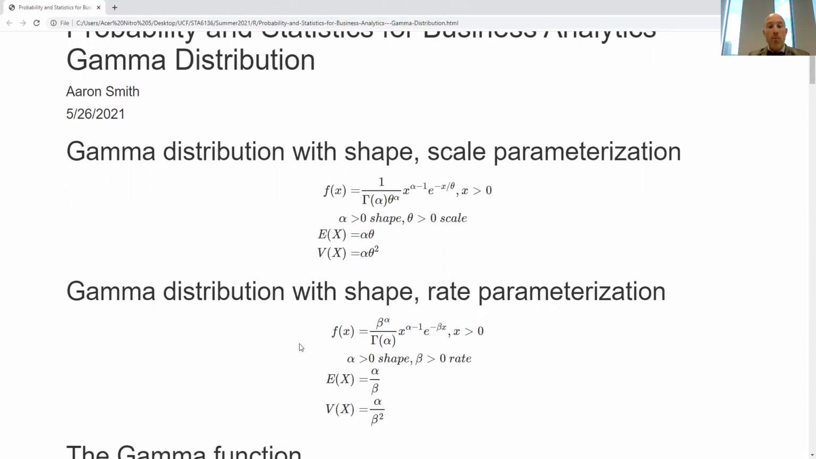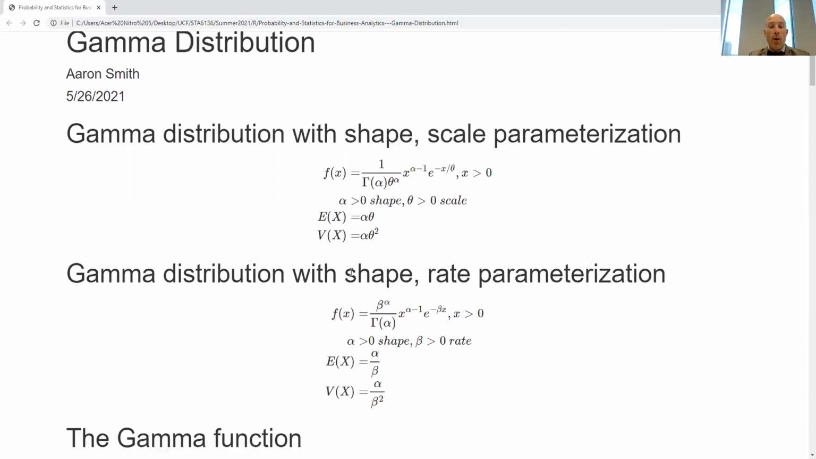Now the other presentation, the other parameterization, is with the shape and the rate. All right, so here, alpha greater than 0 is the shape, so that's nothing new. Beta greater than 0 is the rate. Now, the difference is where does beta appear in the density? So here we have beta up top in the fraction, beta to the alpha. Then we have the gamma function of alpha, x to the alpha minus 1. Then we have e to the negative beta times x.